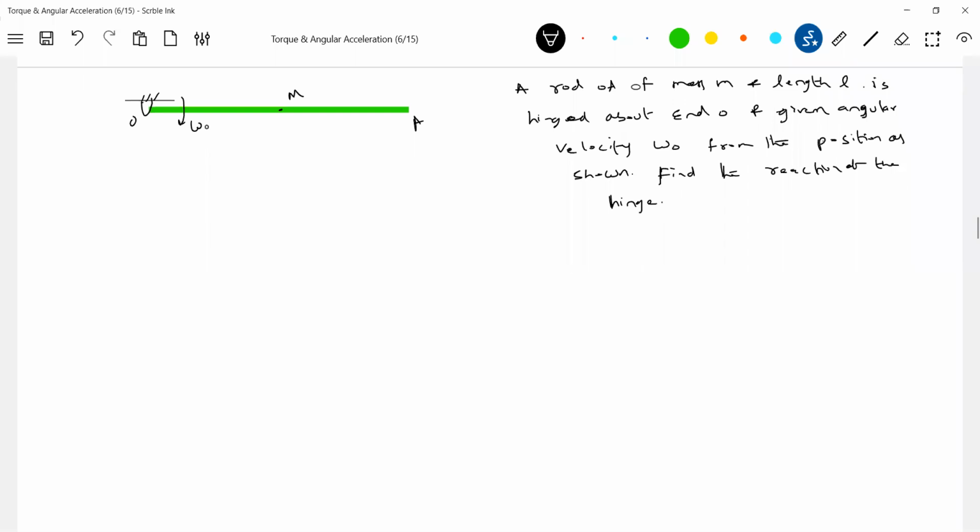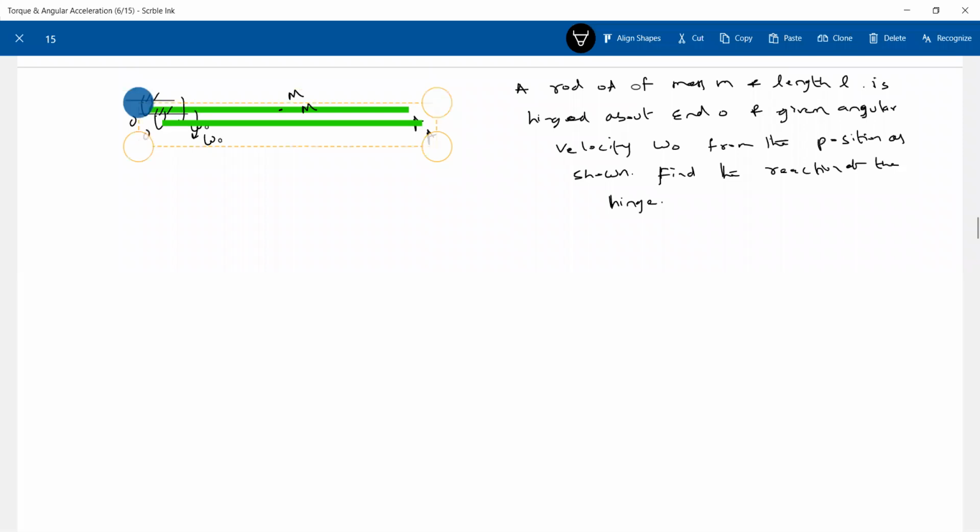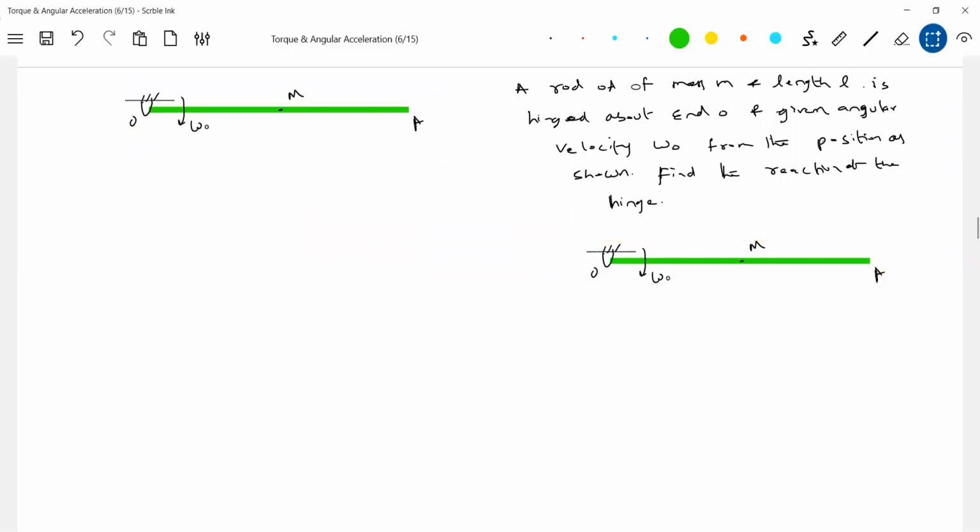The rod is given angular velocity and released from this horizontal position. Then immediately what happened? Okay, there's a question. So let me show all the things here. What are the forces that are acting? The weight mg, the weight of the rod mg. Then any other forces acting?